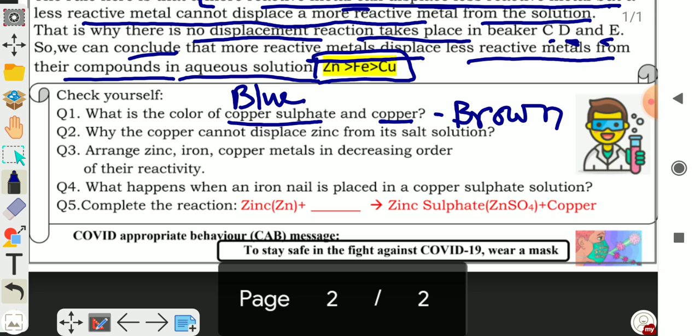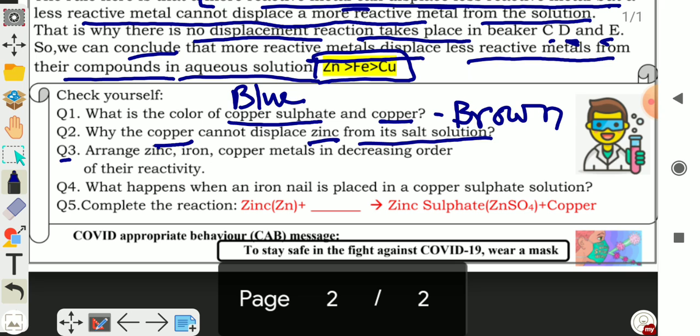Question number 2. Why can't copper displace zinc from its salt solution? It means copper is less reactive than zinc. That is why it can't displace zinc from its salt solution. Copper is less reactive than zinc, so it can't displace zinc from its salt solution.